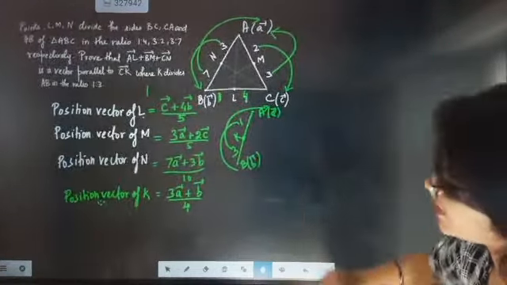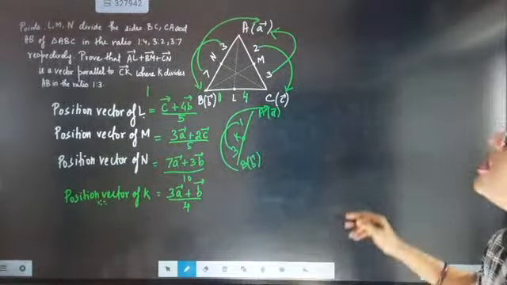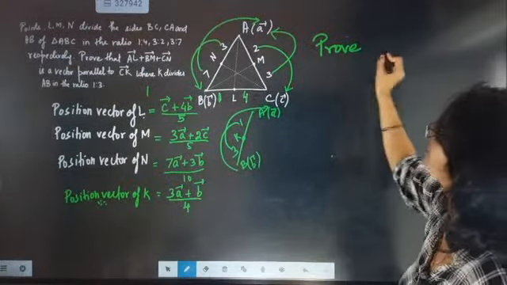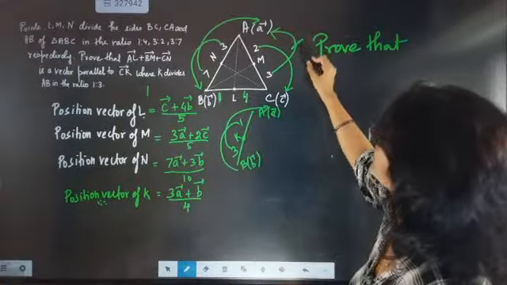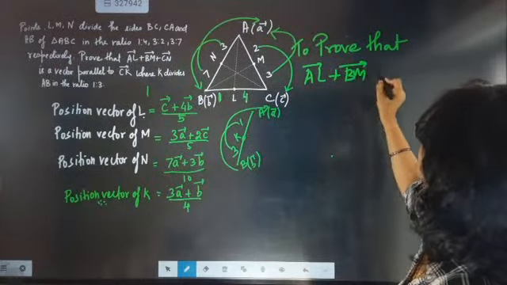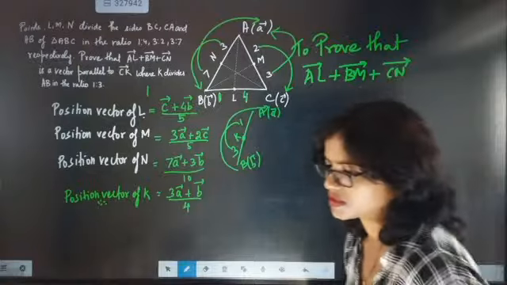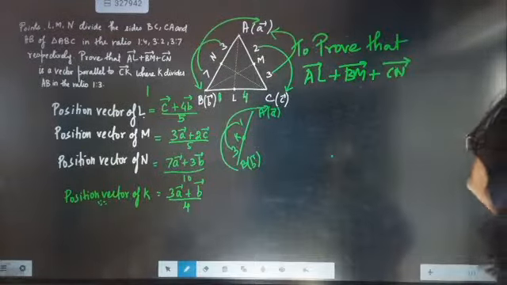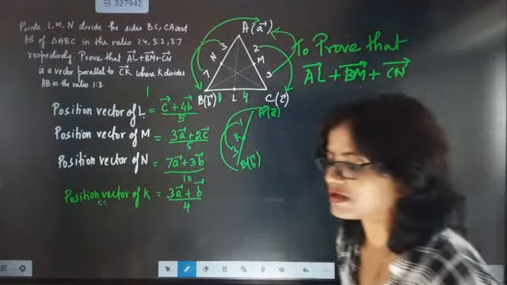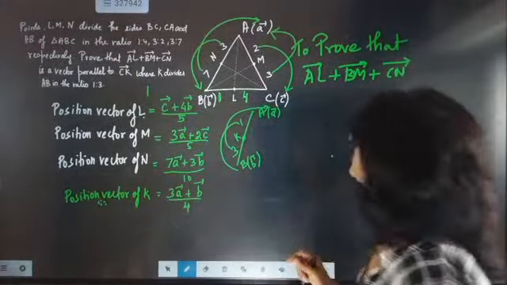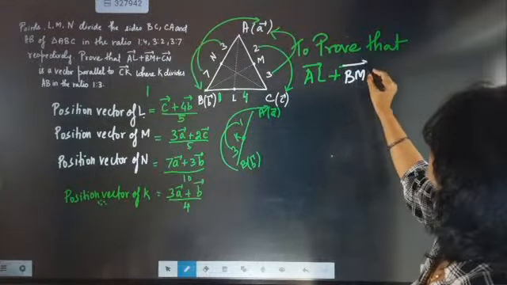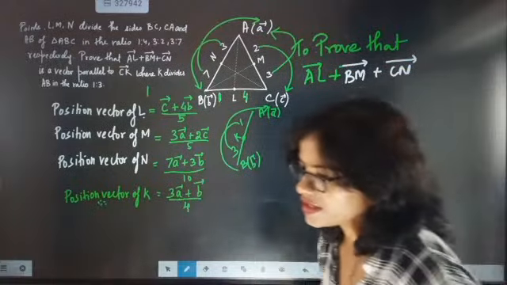Now what they are telling is, prove that AL vector plus BM vector plus CN vector is exactly a vector parallel to CK. It is a vector parallel to CK.